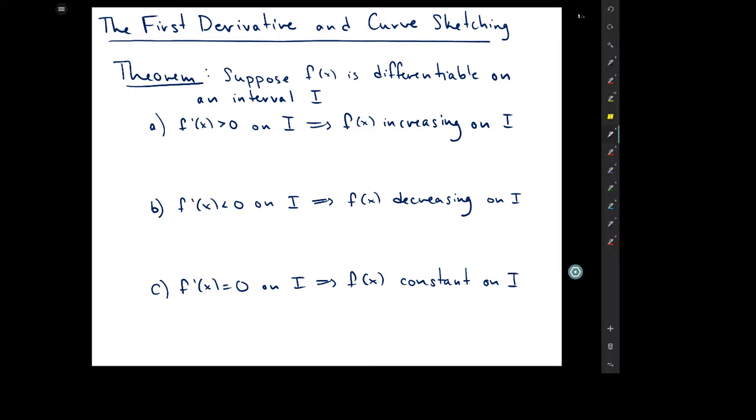For starters, let's suppose that we have a function that's differentiable on an interval. Then the fact that the derivative is greater than 0 on that interval means that your function is increasing on that interval. To see how exactly this works, if I draw a function that is increasing and I consider what the tangent line looks like, it's going to have a positive slope.